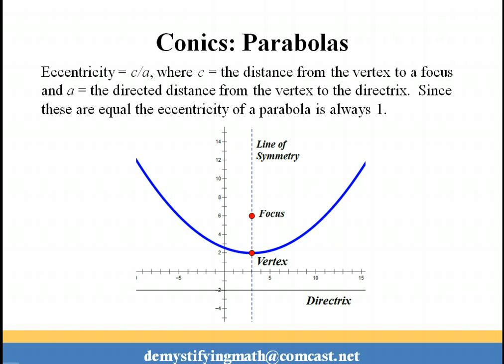Okay, the other thing that we want to talk about with parabolas is the eccentricity of a parabola. The eccentricity is defined as c over a, where c is the distance from the vertex to the focal point, and a is the directed distance from the vertex to the directrix. Since these are always equal for a parabola, the eccentricity of a parabola, for all parabolas, is 1.